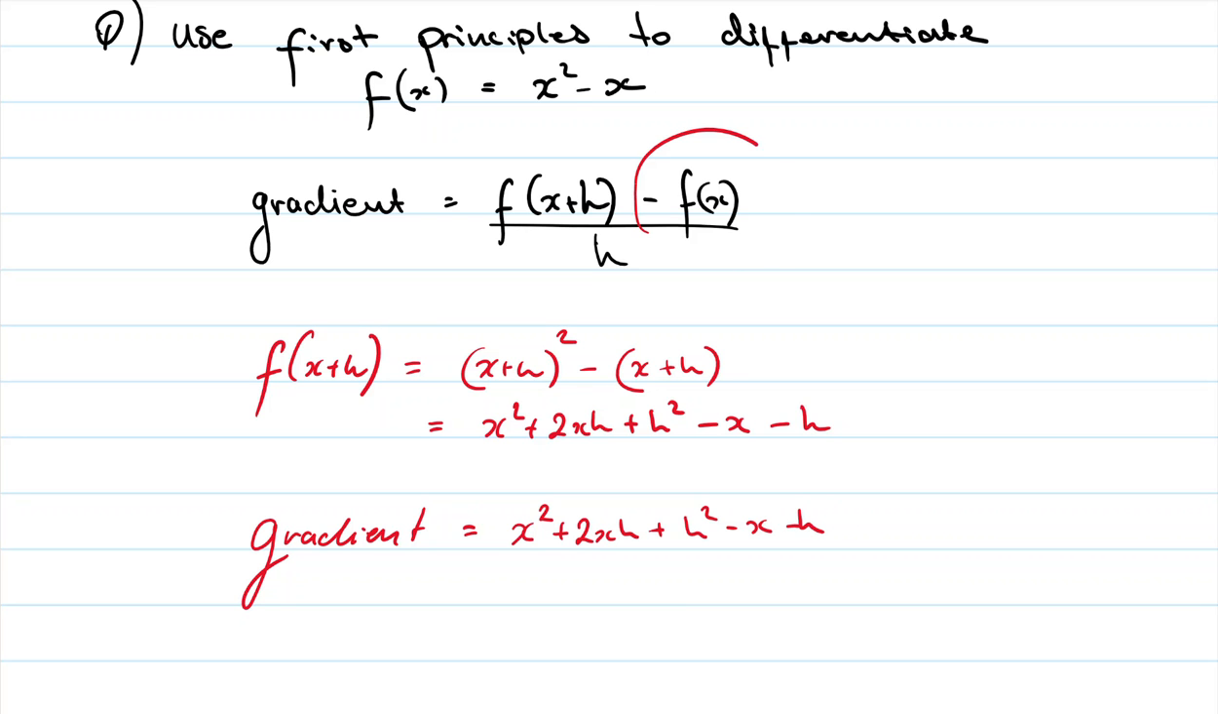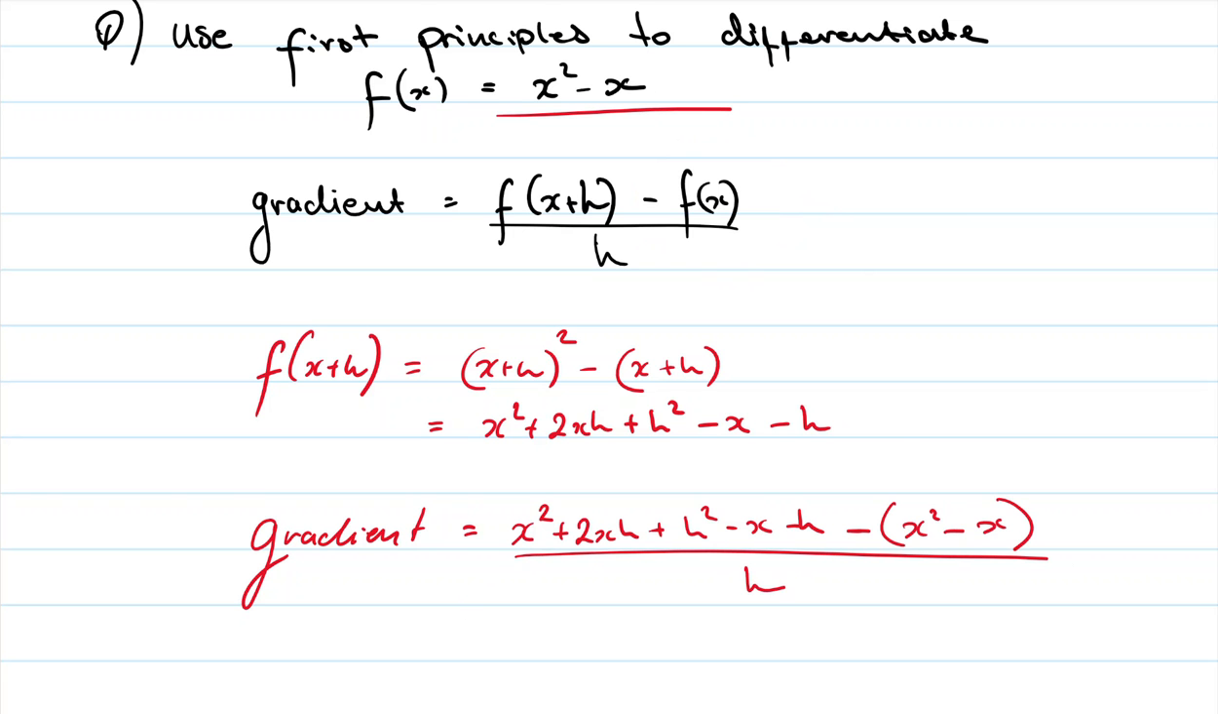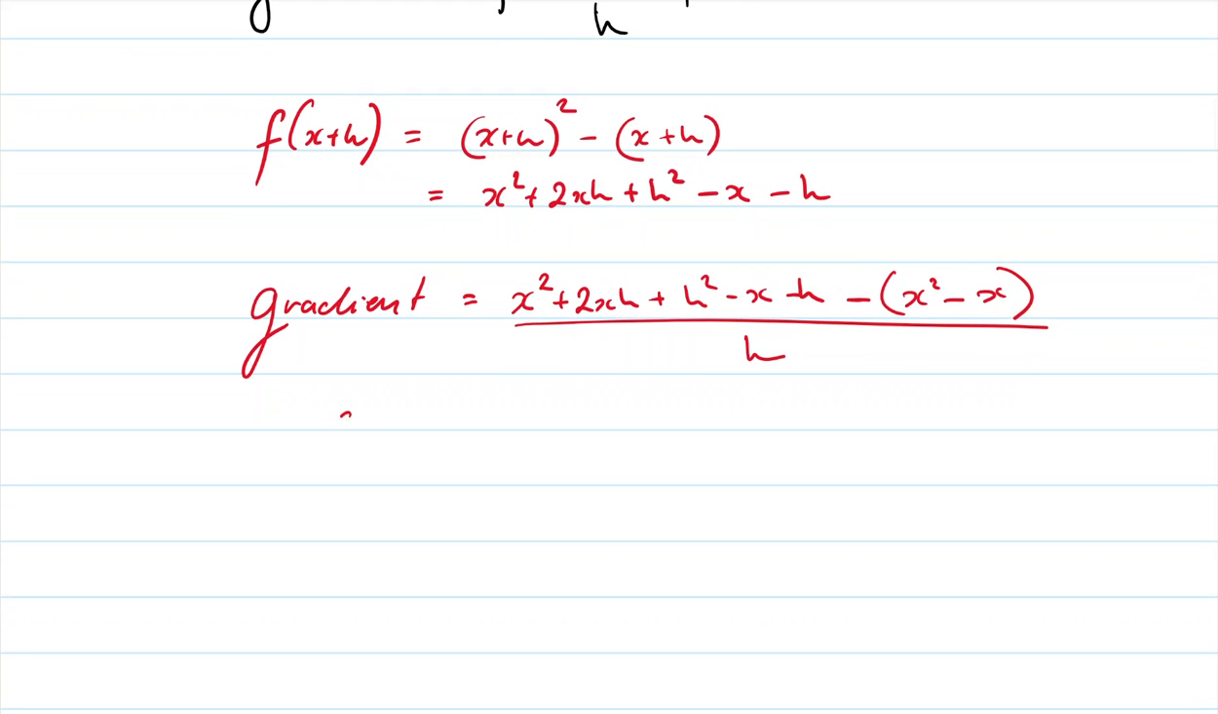And then now what I'll do is introduce that bit here. And so I've got minus f of x, which is just this over here. Put that in brackets. Be careful of your negatives. And that all over h. I'll simplify it further.